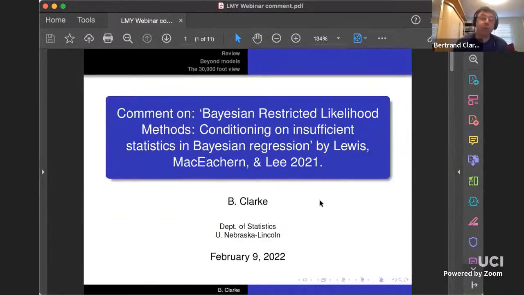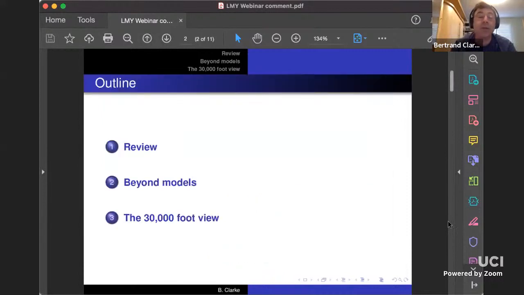There we go. So I have a number of comments on the paper that was just presented by the three authors, well, two of the authors, Lewis and MacEachern. And I'd like to begin by noting that the presentation was exceedingly lucid and the paper equally lucid. And I had a lot of enjoyment reading it and thinking about the ideas. And I'd like to present some of that to you.